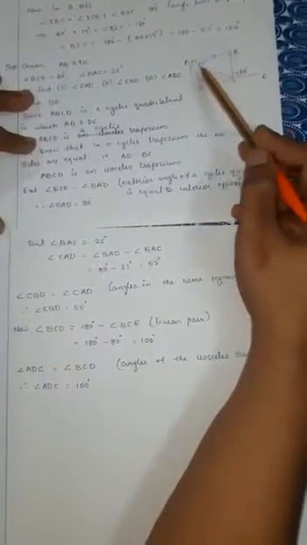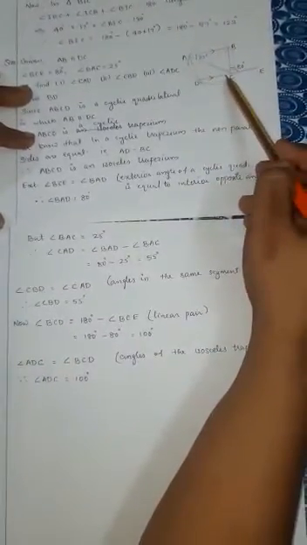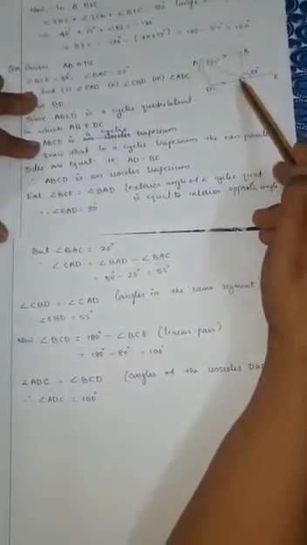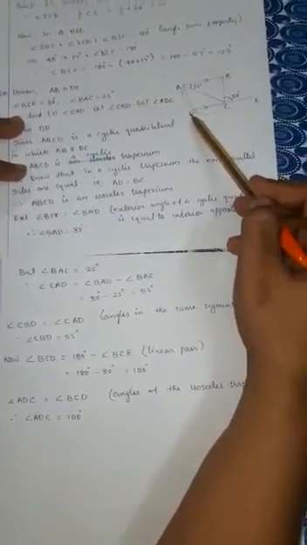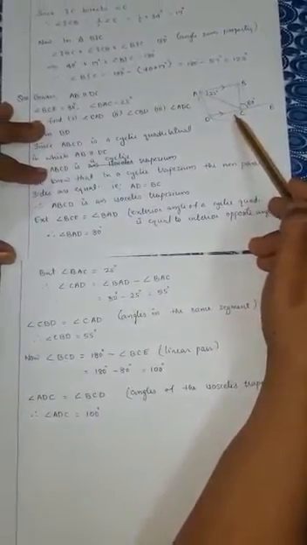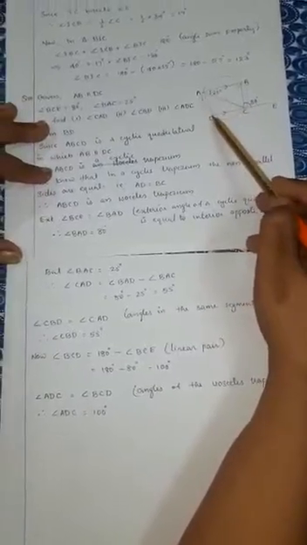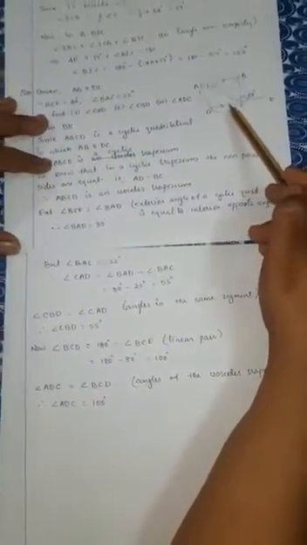Angle ADC equal to angle BCD, angles of the isosceles trapezium. Therefore, angle ADC equal to 100 degree.